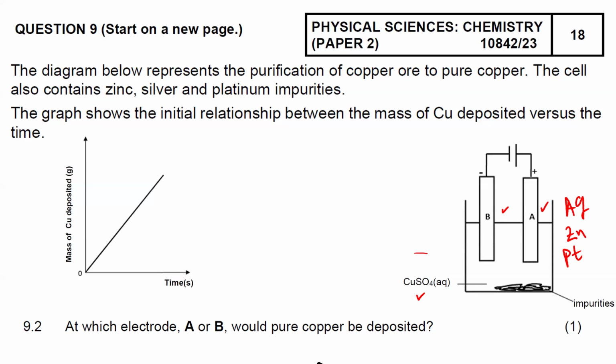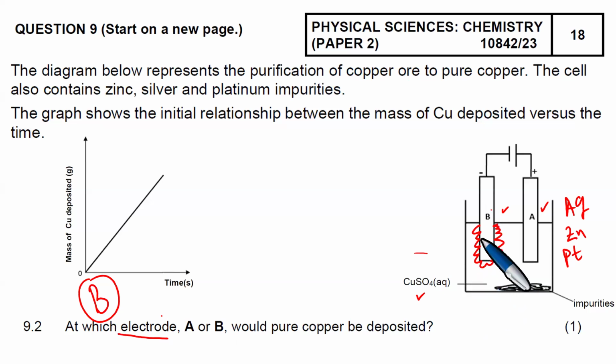At which electrode, A or B, would the pure copper be deposited? So obviously, I'm going to help you with this one. At this point, it's going to be electrode B that pure copper is deposited. It is on this electrode that you're going to have pure copper being deposited. When this reaction takes place, you will be in a position to see a buildup of copper attached to this particular electrode. It's going to be attracted to electrode B.